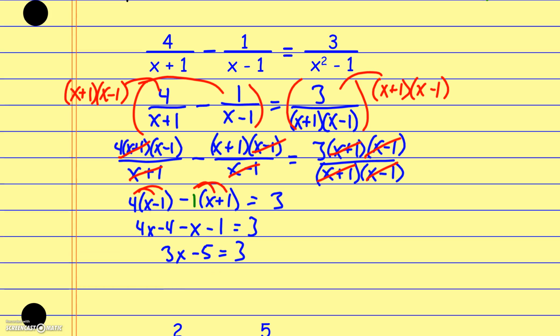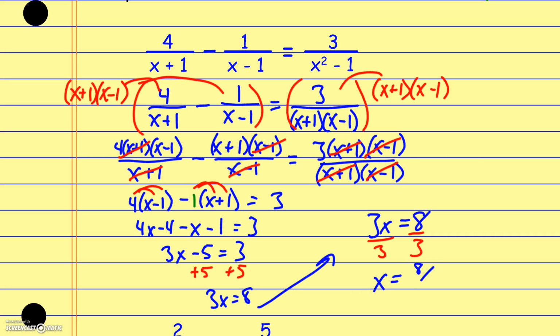I go ahead and I add the 5 to each side. So I get 3x equals 8. And now I divide each side by the 3. And again, I look back, I check it against the domain restrictions. Here the domain restrictions would be positive 1 and negative 1, which this is neither, so this is a valid solution. Okay?